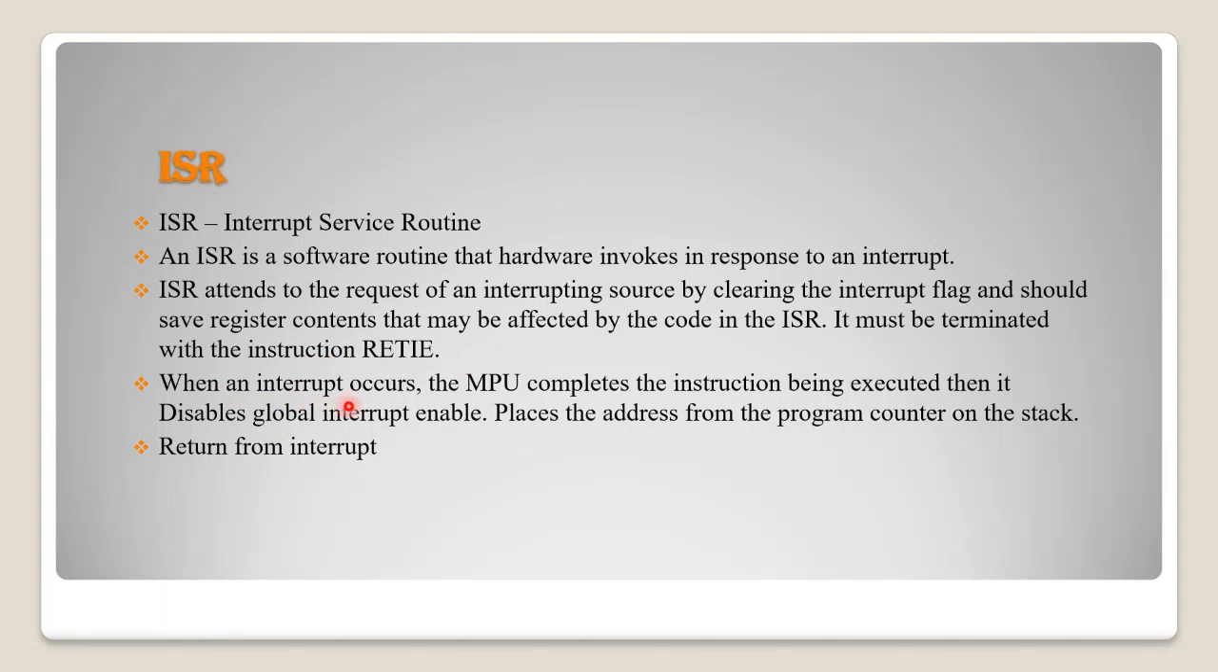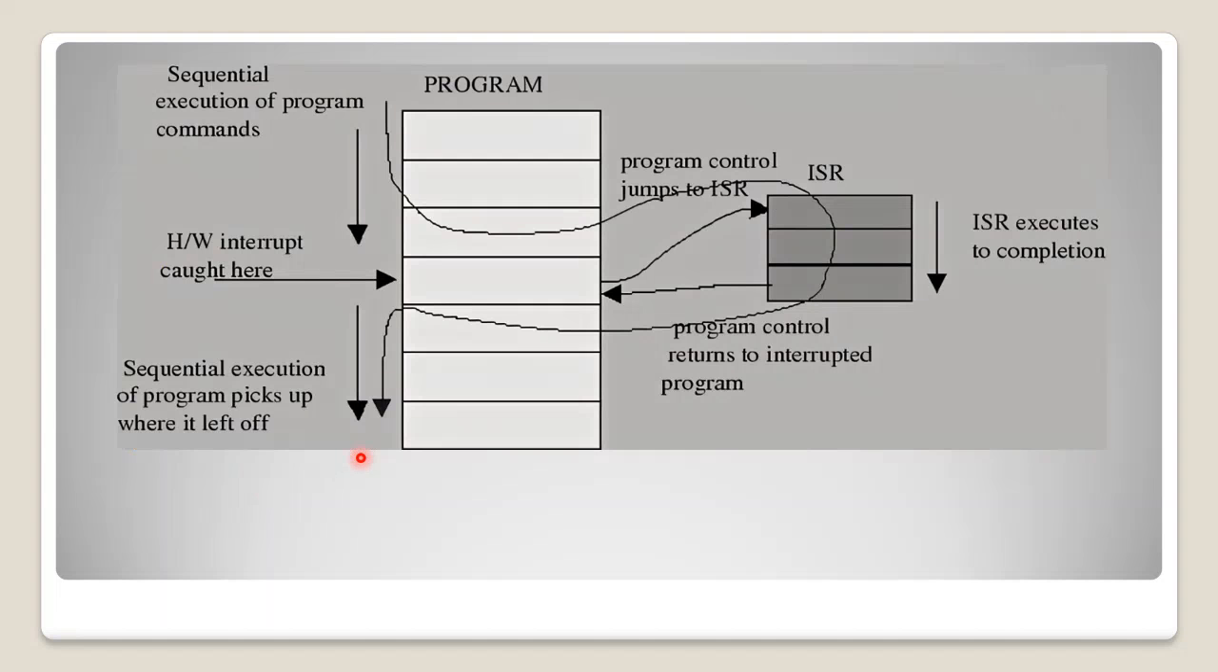When an interrupt occurs, the MPU completes the instruction being executed, then it disables the global interrupt enable and places the address from the program counter on the stack, then returns from the interrupt. This is the ISR block diagram.